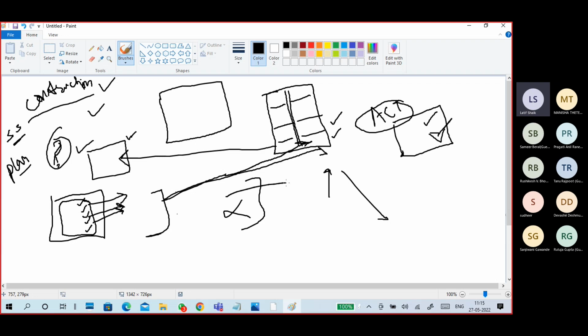So what is your capacity? How to improve your capacity to fulfill your demand? Like that it is there.